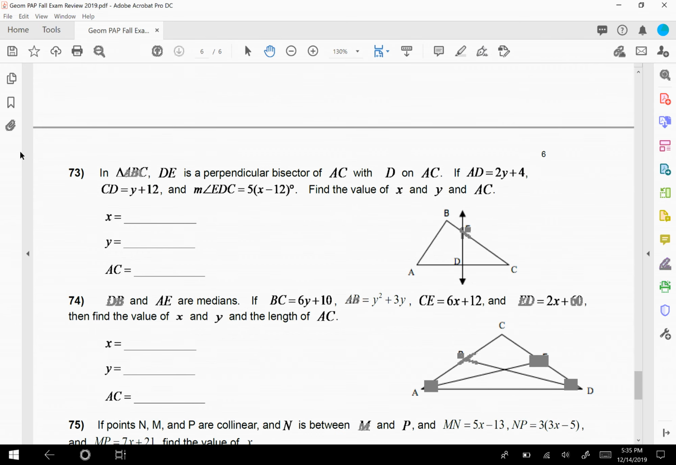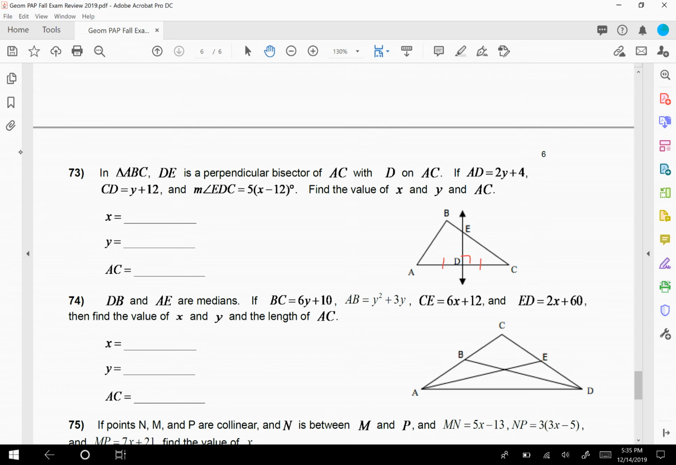Now it says here in triangle ABC, DE is a perpendicular bisector of AC with D on AC. So this is a perpendicular bisector. AD is 2y plus 4, and CD is y plus 12. And the measure of angle EDC is 5 times x minus 12. Find the value of x and y and AC.